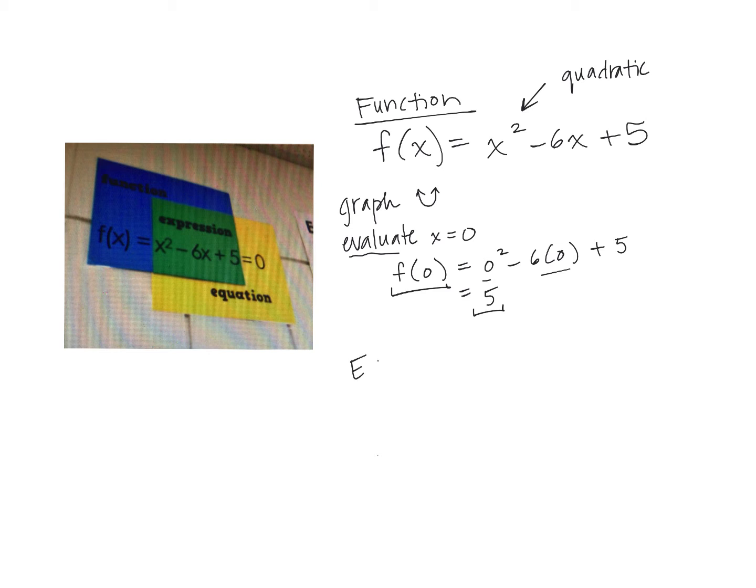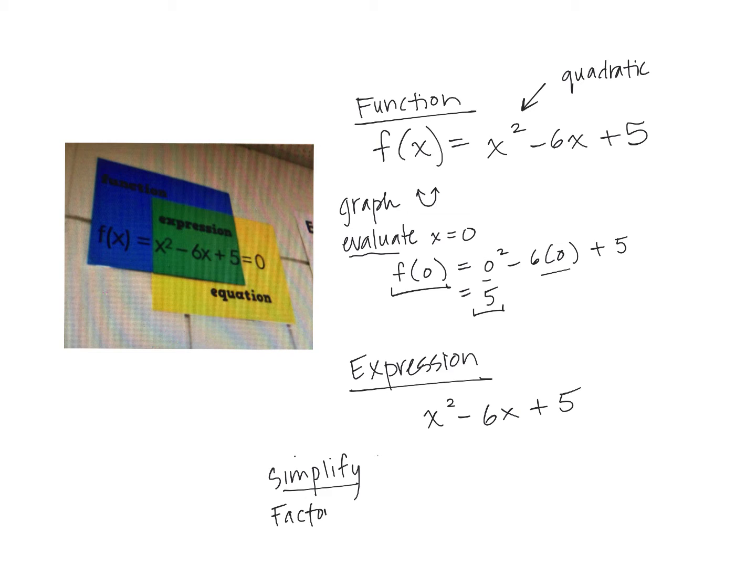The next thing that we've been working on is expressions. Normally, when we have expressions, which is just that middle part, x squared minus 6x plus 5, we simplify expressions. That means we combine like terms, that sort of thing. We can also factor an expression, which is really what we were working on at the beginning of our class. So if I asked you to factor this expression, we could. There's a few different ways to do that.